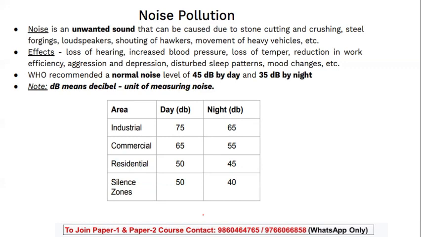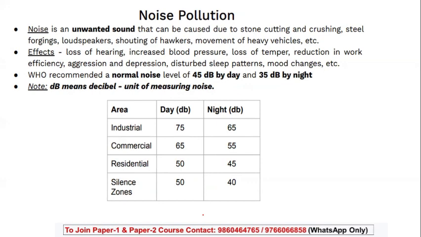The World Health Organization has recommended a normal noise level of 45 decibels by daytime and 35 by night. Many times you get a question on industrial, daytime and nighttime limits. So if it is industrial, commercial, residential, or silent zone, what is the limit? Many times the questions are seen on this, so this table you should remember very well.